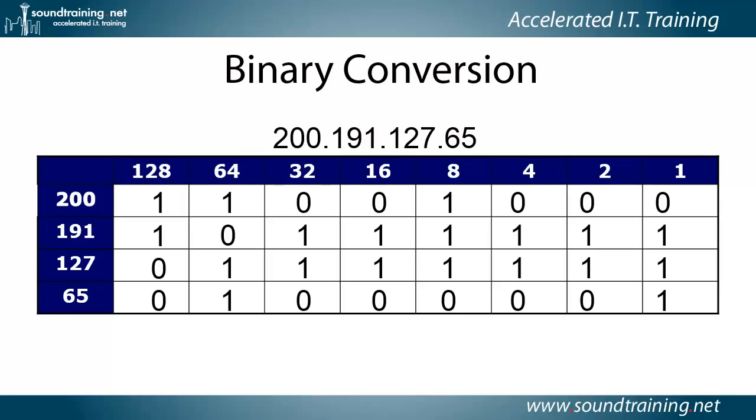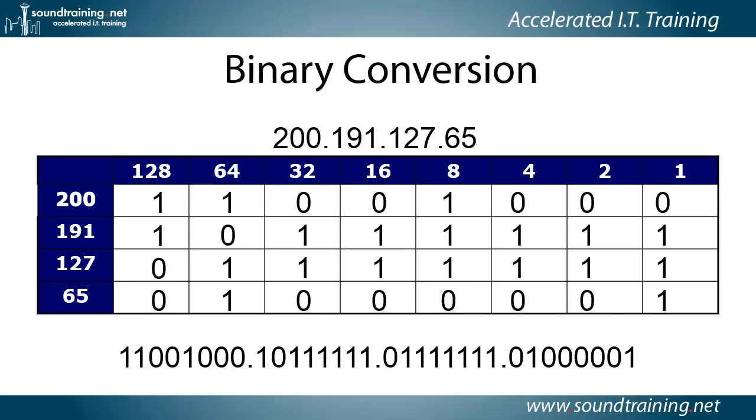So the binary equivalent of 200.191.127.65 is what you see at the bottom of the screen. And about now you should be asking yourself one of 3 questions, maybe all 3. So what? Who cares? What's in it for me? Well, let's see if we can answer that.